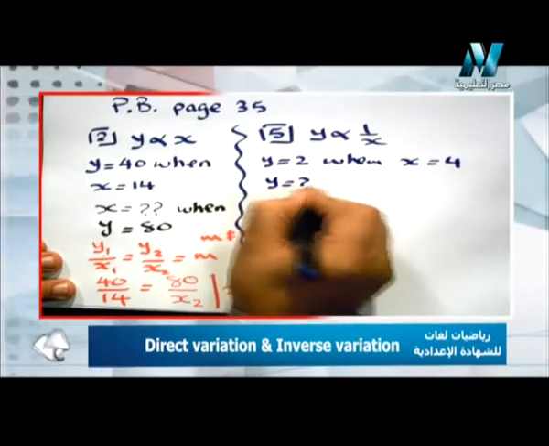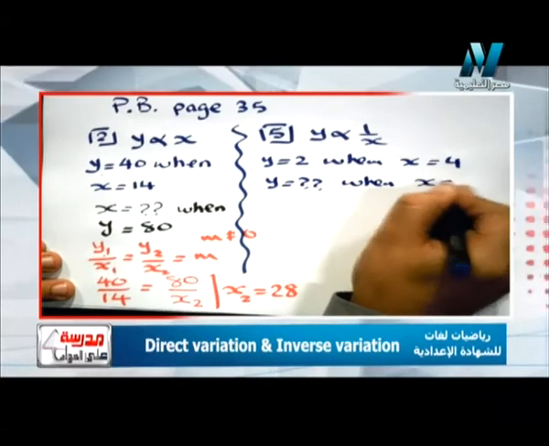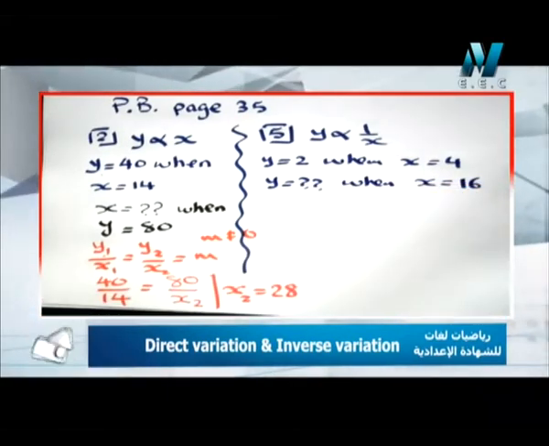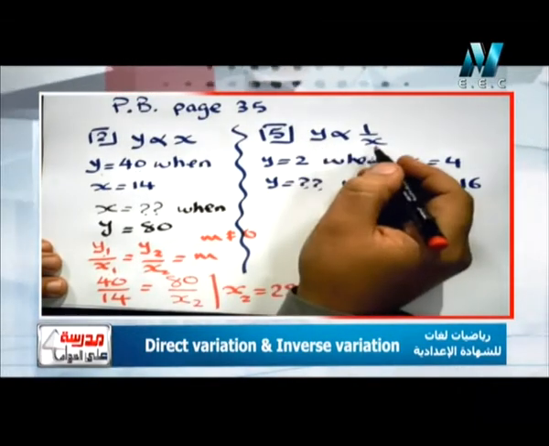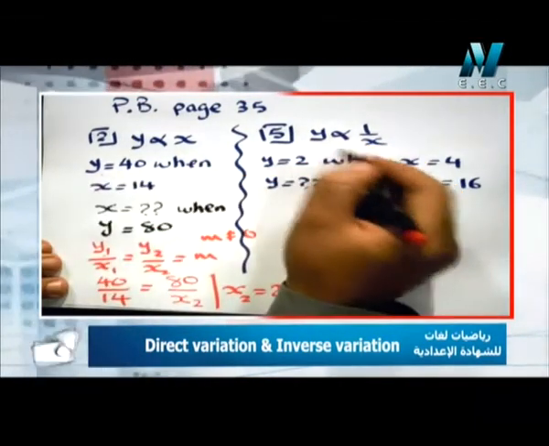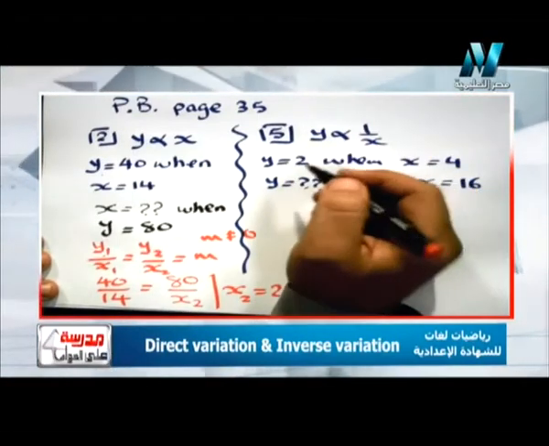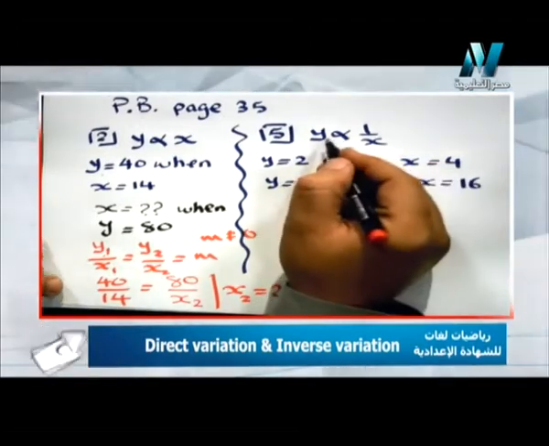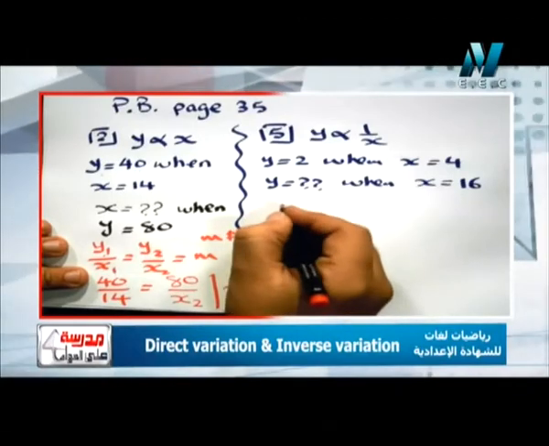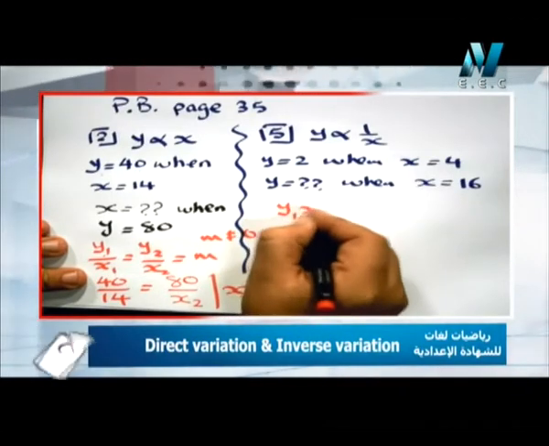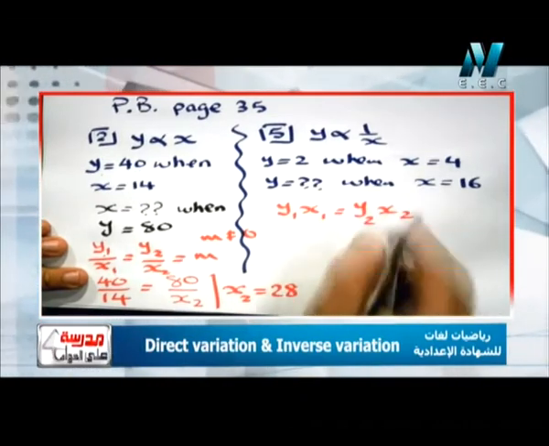Find y when x equals 16. Simply I'm going to use the property. In reality, it didn't come from the inverse, there is nothing called inverse; the inverse is converted to direct, just like there is nothing called minus minus. It's summation. y varies as 1 over x, so I have to write y1 x1 equals y2 over x2, times x2.